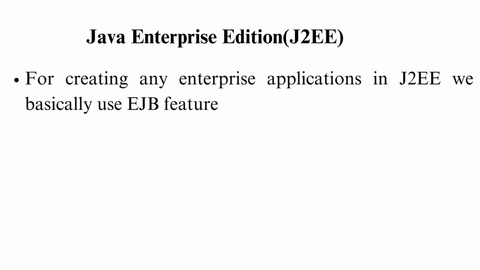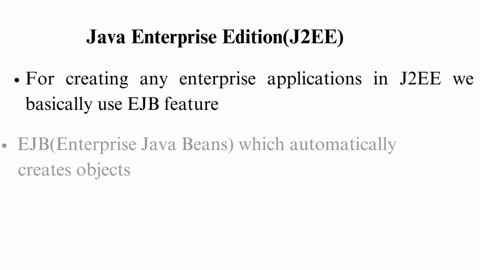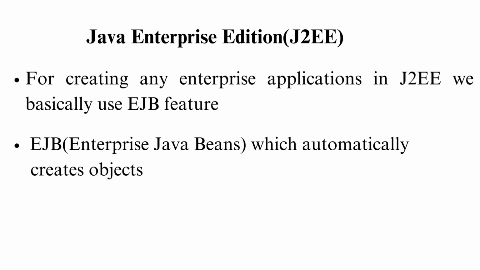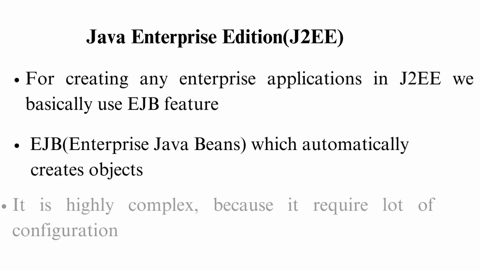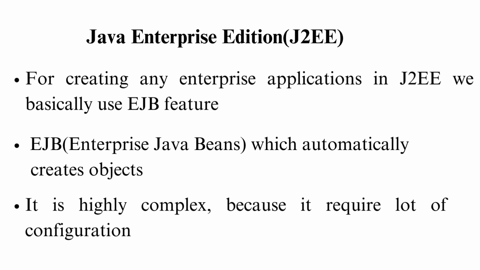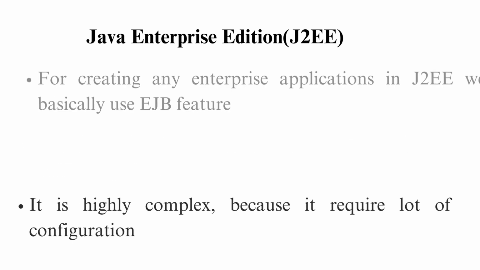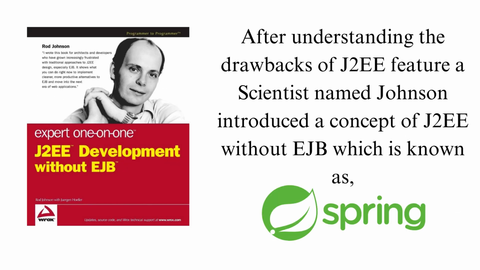For building any enterprise application in J2EE, we basically use the EJB feature. EJB is nothing but Enterprise Java Beans, which automatically creates objects. But EJB is highly complex in J2EE. It requires a lot of configuration. So to overcome this drawback, Mr. Johnson introduced a concept of J2EE without EJBs, which is known as Spring.